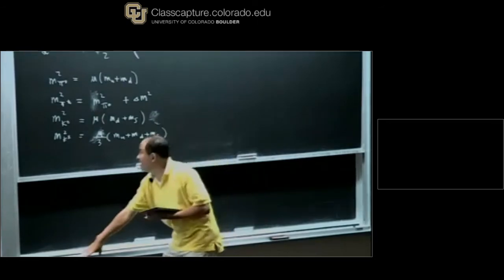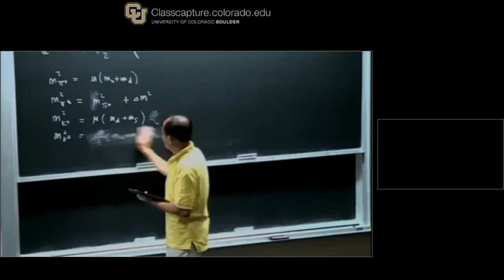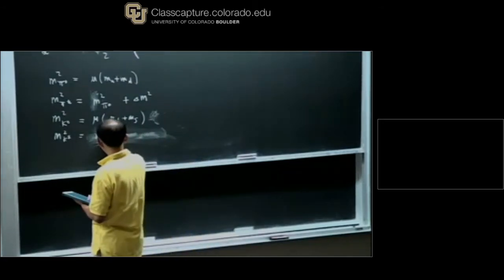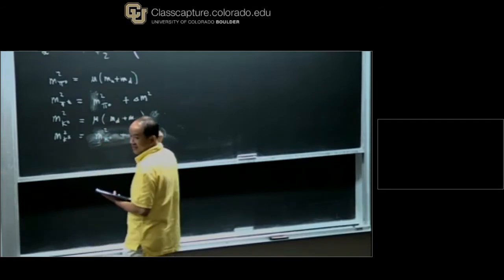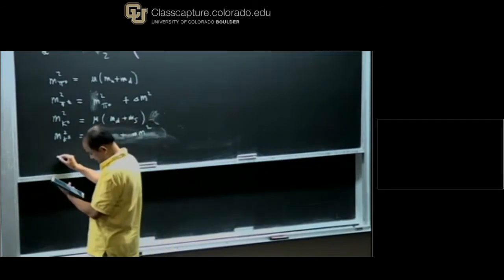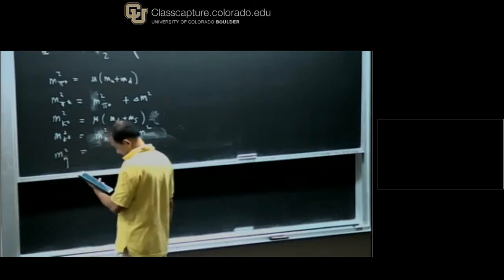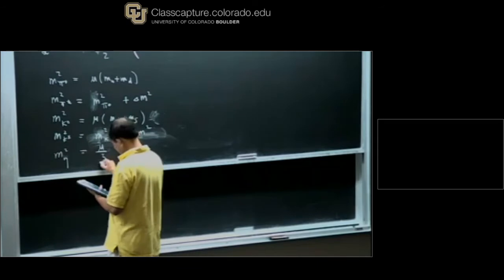That's wrong. That is completely wrong. This is mk 0 square plus delta m square. And there is an eta square, which is the formula I just wrote.